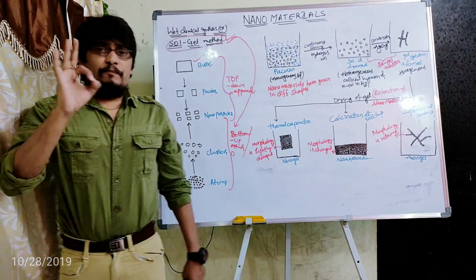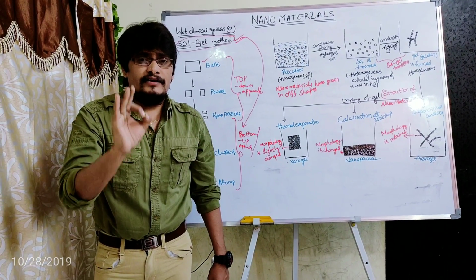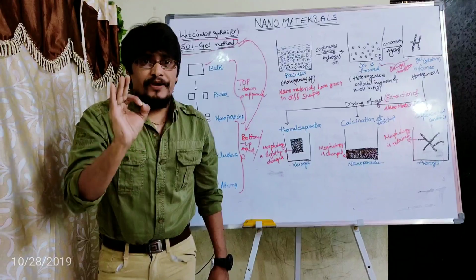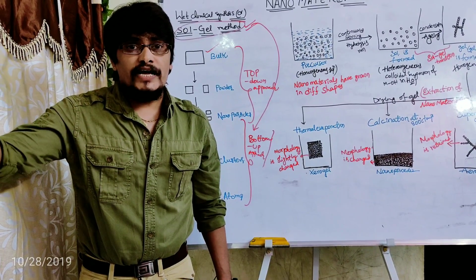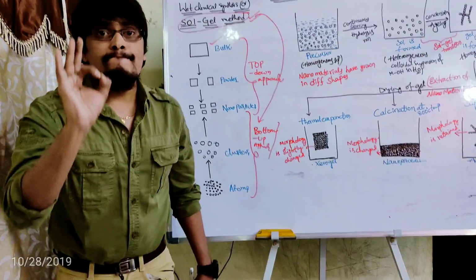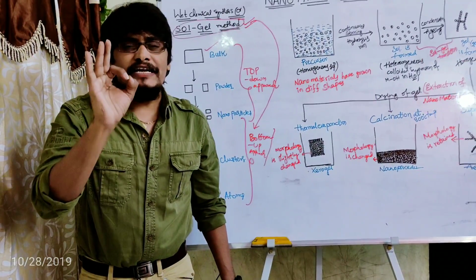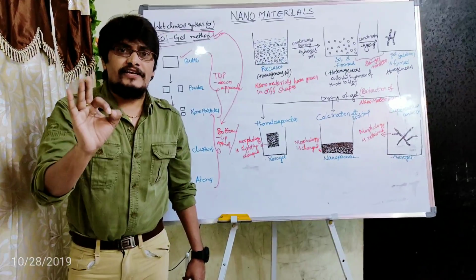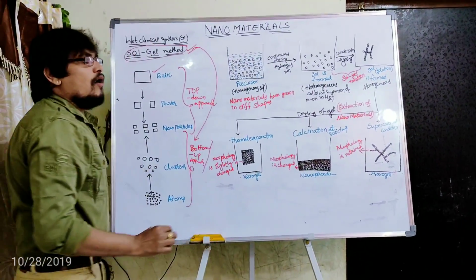Now do remember that this method is especially used to prepare or synthesize nano-sized metal oxides. And the precursor used in this wet chemical synthesis to prepare the nano-sized metal oxide is metal alkoxides. What is the meaning of precursor? Precursor is the starting material of the reaction which undergoes change. Now here, the precursor is the metal alkoxide.